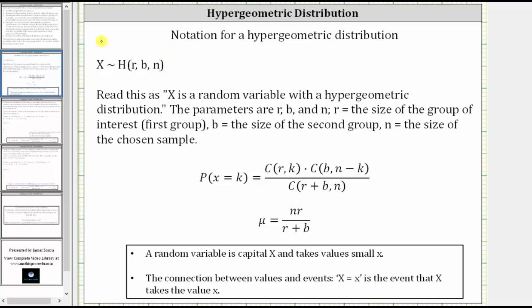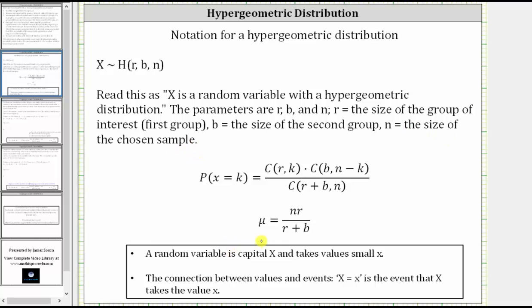And we use a notation shown here to represent a hypergeometric distribution. We read this as x is a random variable with a hypergeometric distribution. The parameters are r, b, and n, where r equals the size of the group of interest or the first group, b is the size of the second group, and n is the size of the chosen sample.